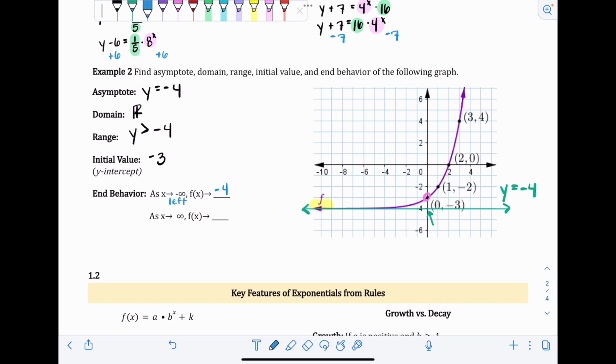It could change depending on the problem. And then the second line, as x approaches infinity, so x values are getting larger, that's to the right. The right side of our graph shoots upward, so that means that f of x approaches infinity since it's going upward forever.